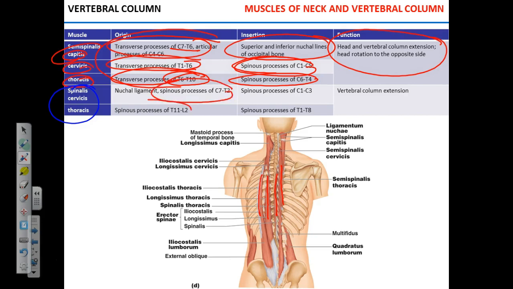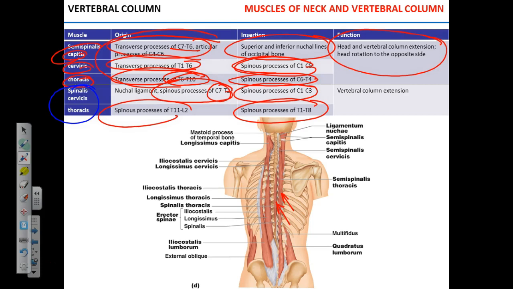Origin are spinous processes. Insertion are spinous processes. And again, origin is the lower compartment, insertion is the upper compartment. Origin is the lower cervical, upper thoracic. Insertion is very much upper cervical. You can see that those muscles are pretty small. Can you see that? Can you appreciate that? These muscles are small. They're definitely not powerful.